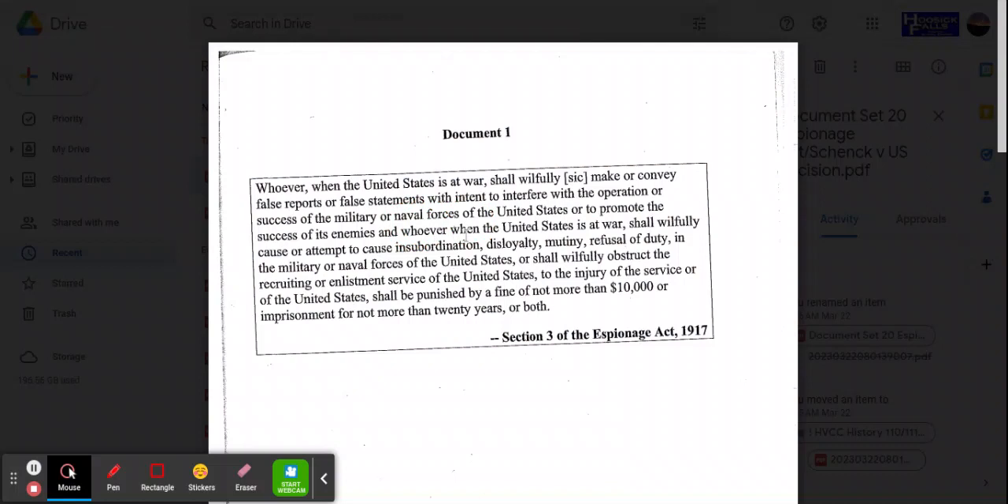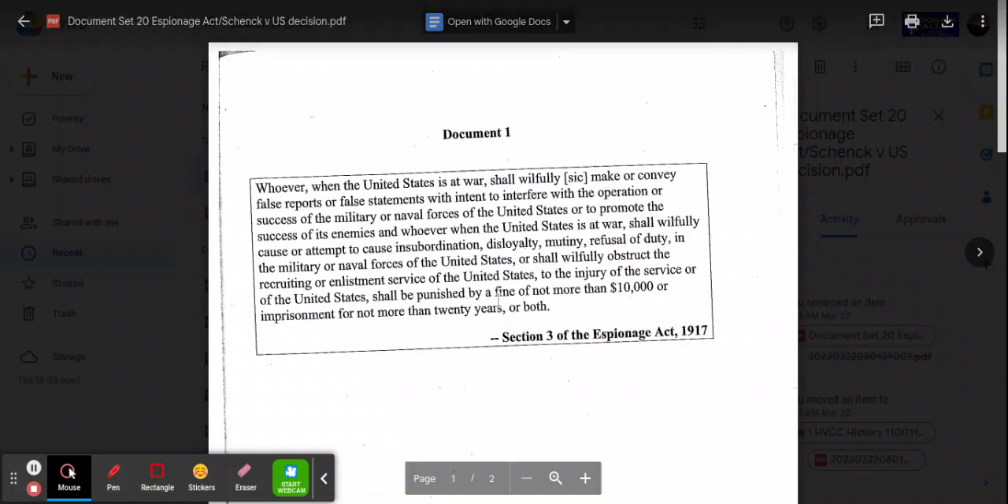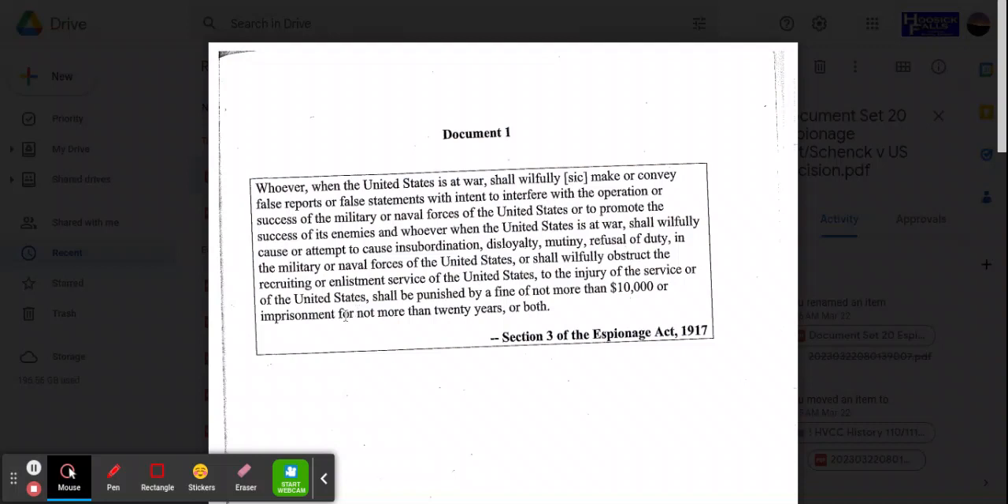And whoever, when the United States is at war, shall willfully cause or attempt to cause insubordination, disloyalty, mutiny, refusal of duty in the military or naval forces of the U.S., or shall willfully obstruct the recruiting or enlistment services of the United States to the injury of the service or of the United States, shall be punished by a fine of not more than $10,000 or imprisonment for not more than 20 years, or both.